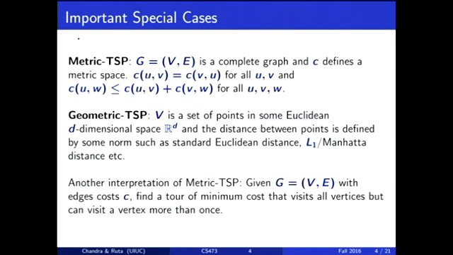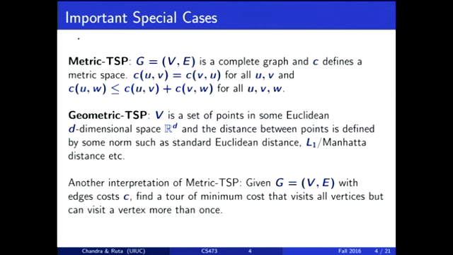An even more special case is when the points are really in the plane or in 3 dimensions or 4 dimensions or whatever number of dimensions, and the metric is induced by Euclidean distance or L1 distance or some norm distance. That's called geometric TSP. Geometric TSP is a special case of metric TSP.